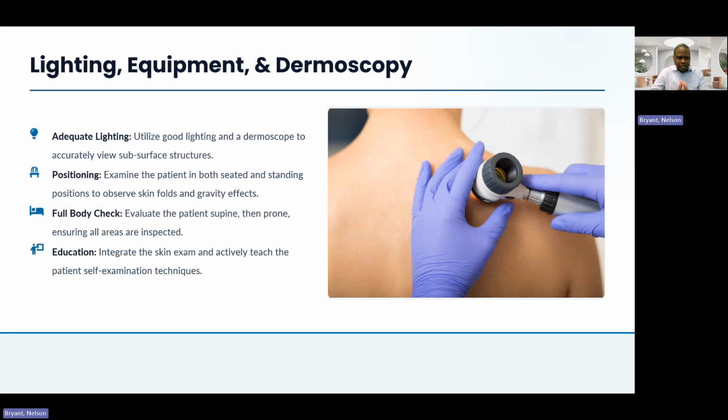So a very thorough or meticulous physical examination requires good lighting. That's very important. Use of a dermoscope for a closer inspection. And you will notice in most primary care practices, they have a dermoscope that you can use. Ensure the patient is examined in both seated and standing positions, as well as supine. Integrate this exam into the overall physical assessment, which is very helpful, and take time to teach the patient about their routine self-examinations of the skin.